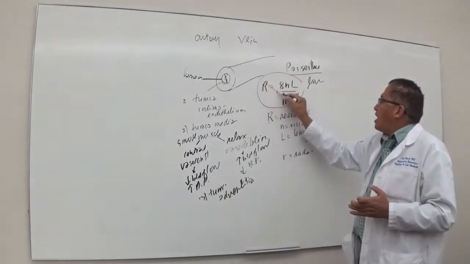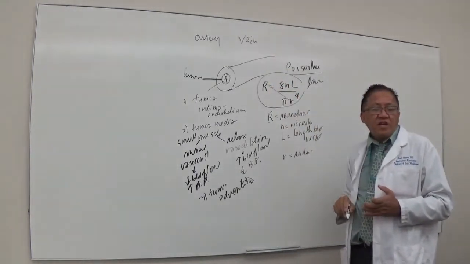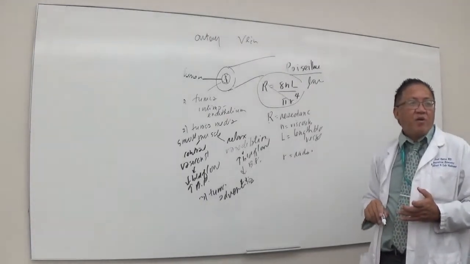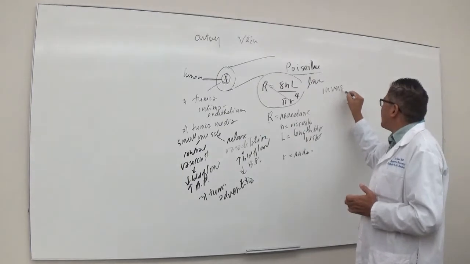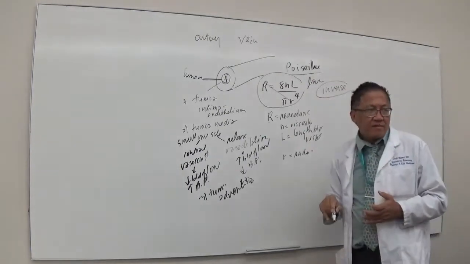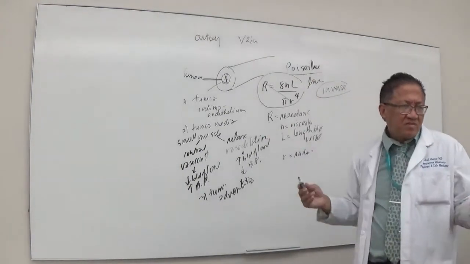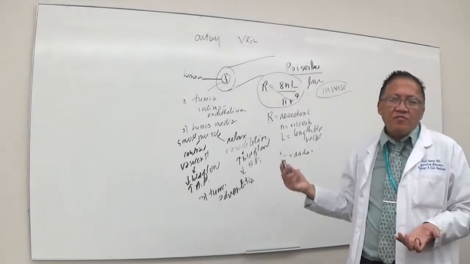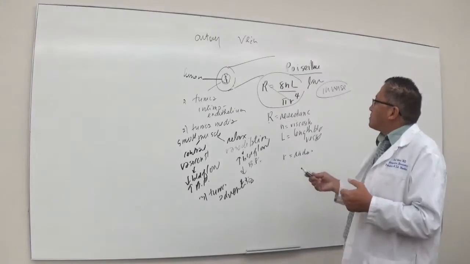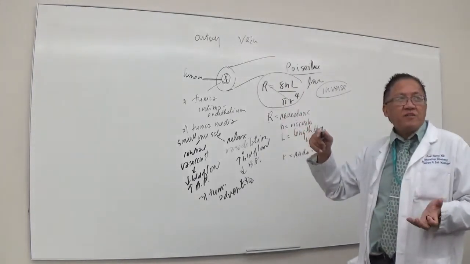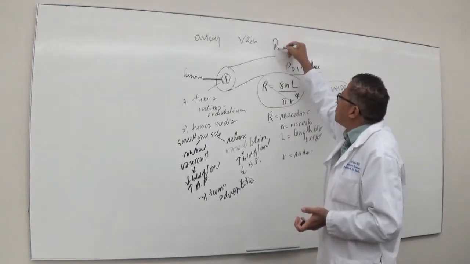Between R and radius? What's the relationship? Direct or inverse? Inverse. Where did you learn this, class? Basic math. Grade school. If you do not know this, you are in deep trouble. Okay? Now, what is the definition of resistance? How would you define resistance, class?